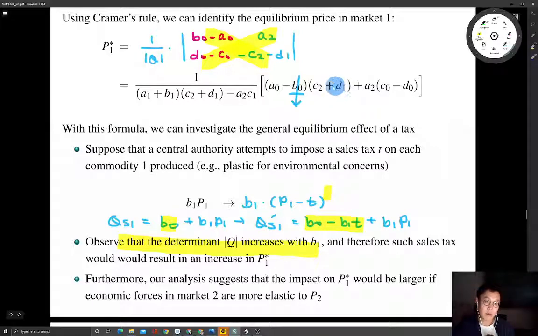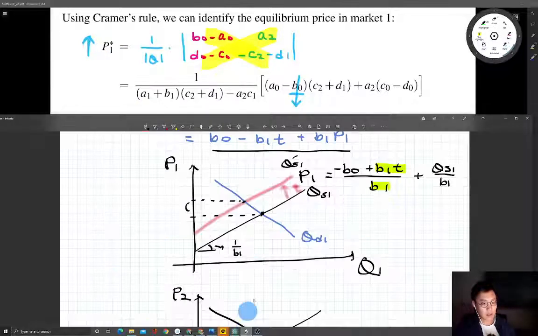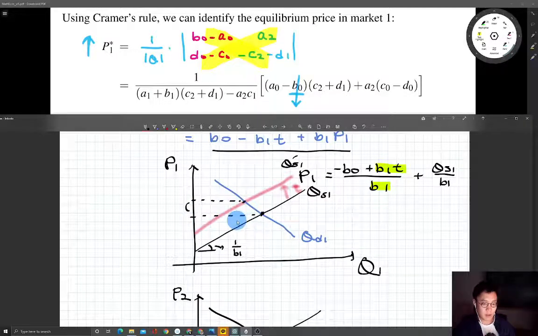Okay, so because we have a negative sign in front, if the size of B0 goes down, we can see that P1 will go up. That is what we can see from this figure. After tax, because tax will shift the supply curve upward by T, the equilibrium price of good 1 will increase.